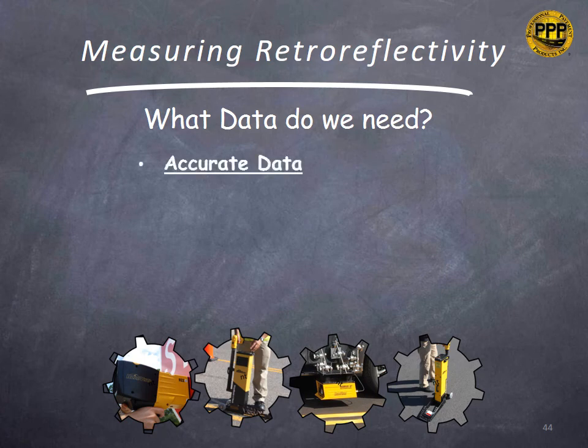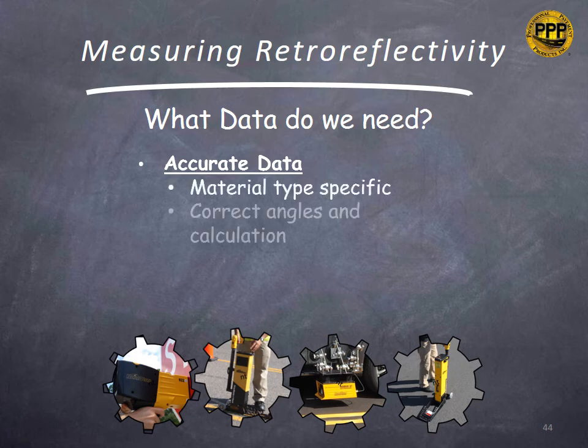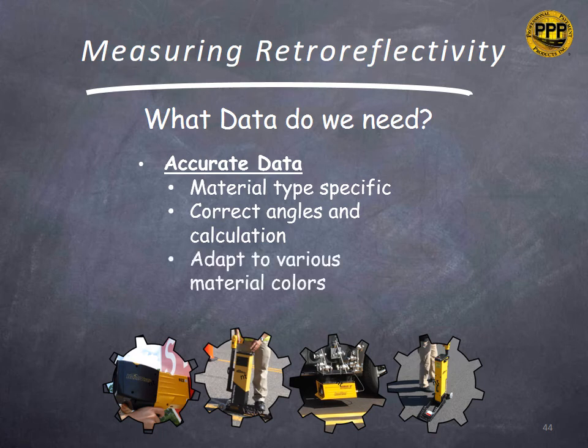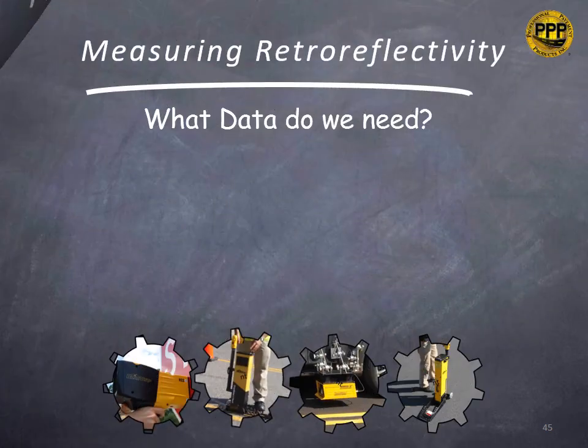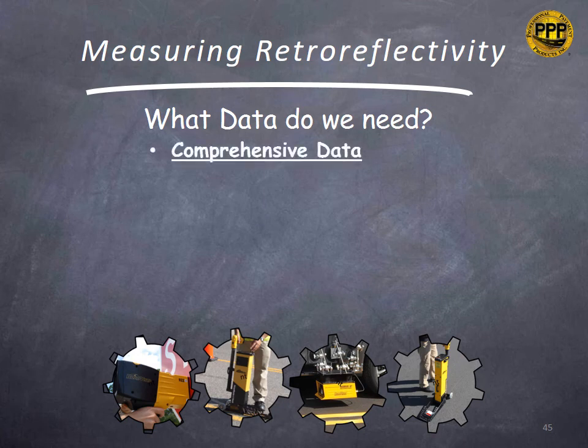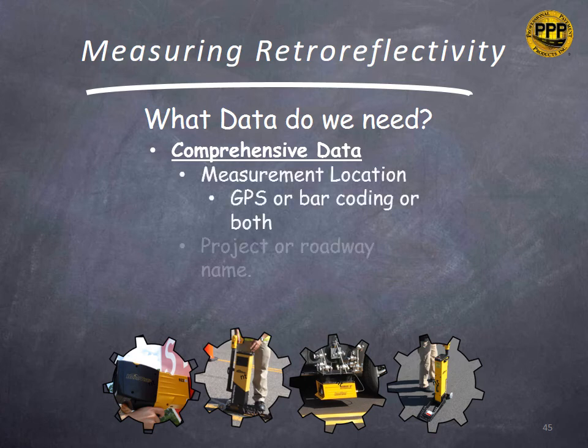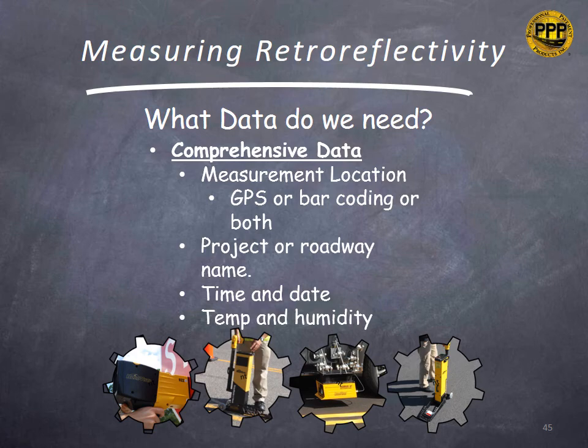Most importantly, the data must be accurate. It must be material type specific, have the correct angles and calculation, and adapt to various materials and colors. The data must be comprehensive. Data like the measurement location, usually a GPS or barcode is used, or both. The project or roadway name, the time and the date, and even the temperature and humidity.